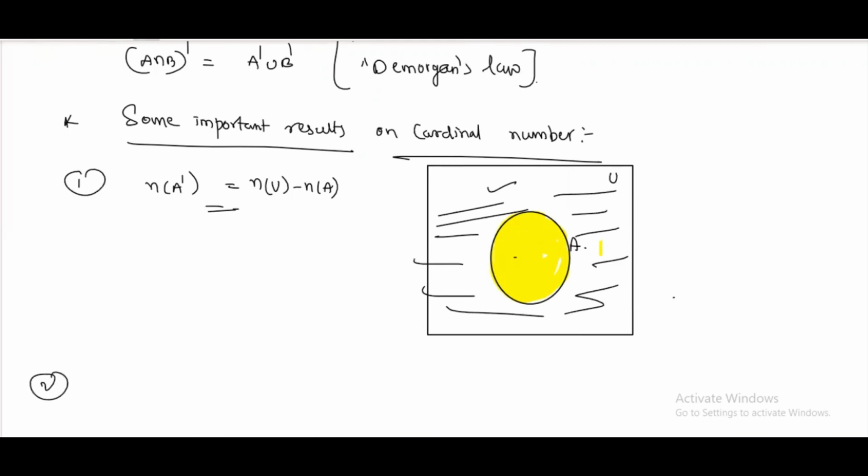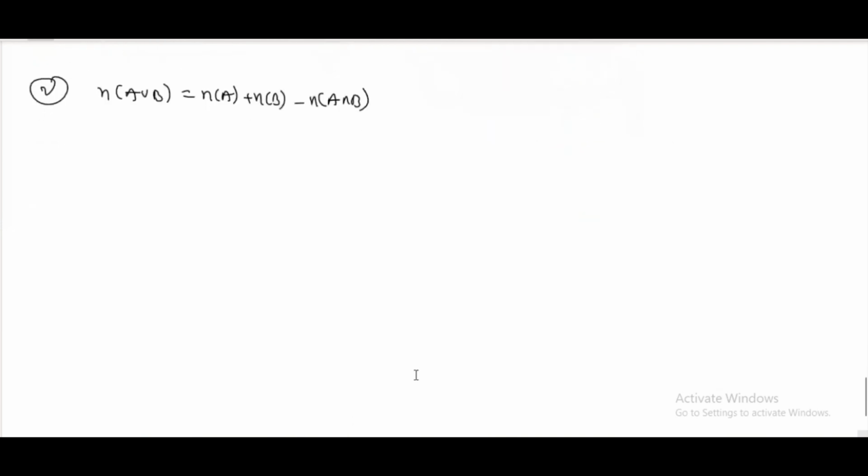Next, point number 2. n of A union B is equal to n of A plus n of B minus n of A intersection B. So let's see how this is correct.